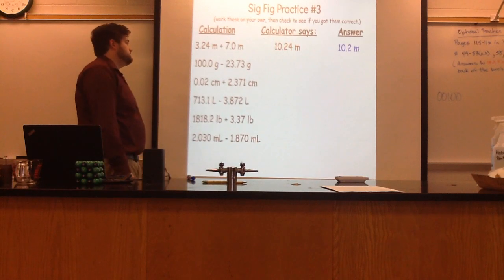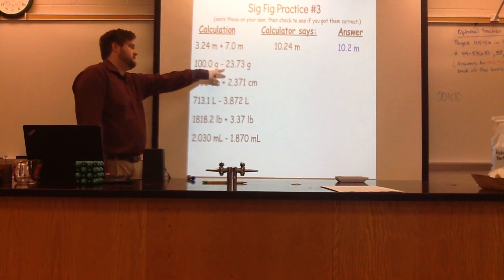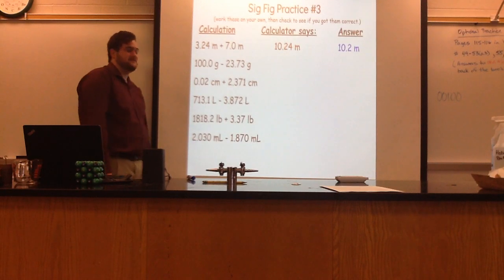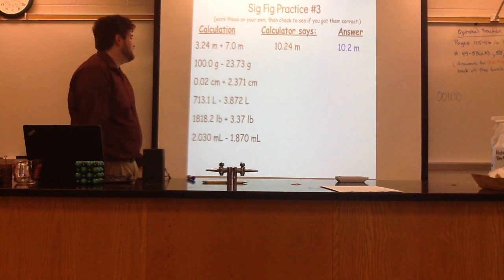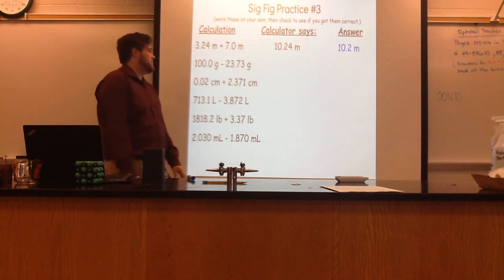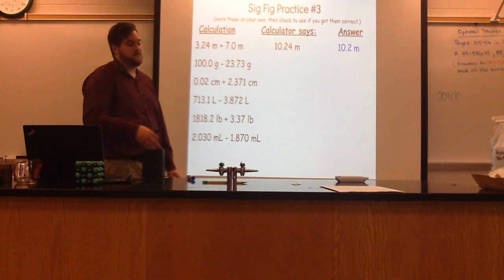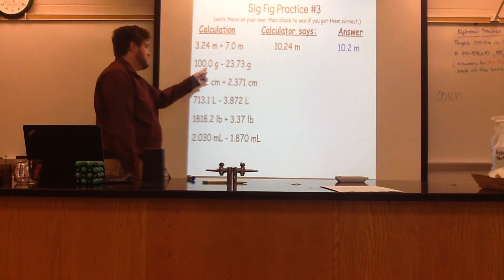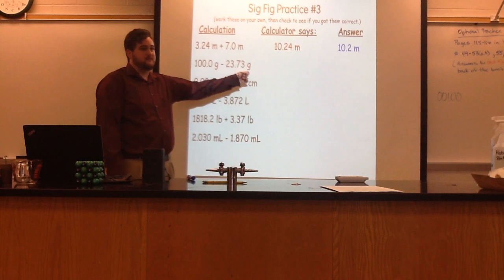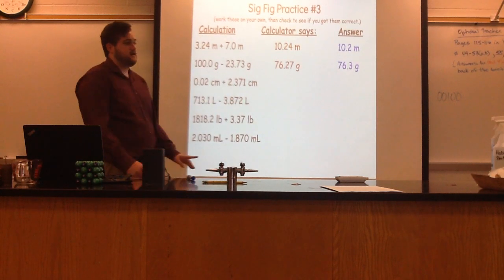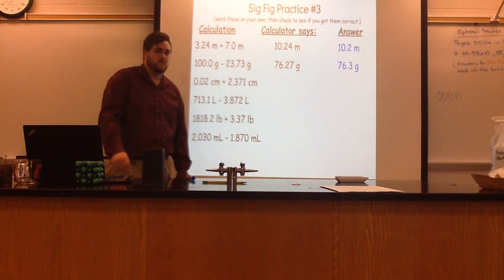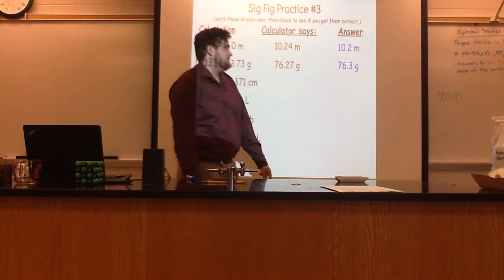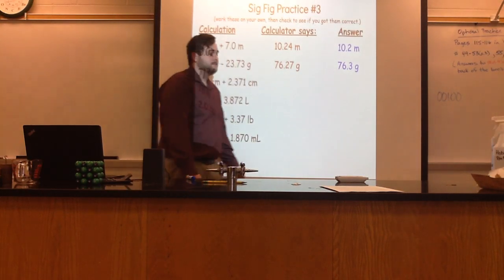Next up, 100.0 grams minus 23.73 grams. Should look a little bit familiar, all of these should really do, because we're just doing the same numbers as the last one, just with multiplication and division. So for this one, again, 1 decimal place here, 2 decimal places here. We're only going to carry this out to 1 decimal place when we actually get our final answer. So our calculator is going to say 76.27. We're going to round it to 76.3 grams.